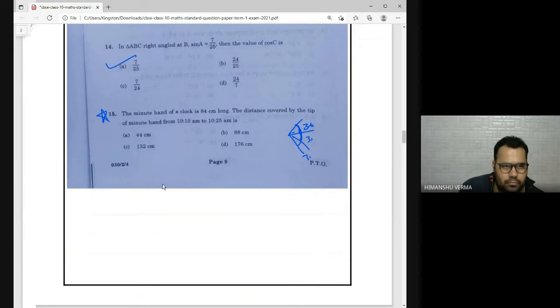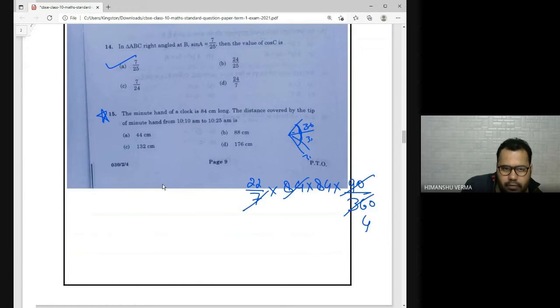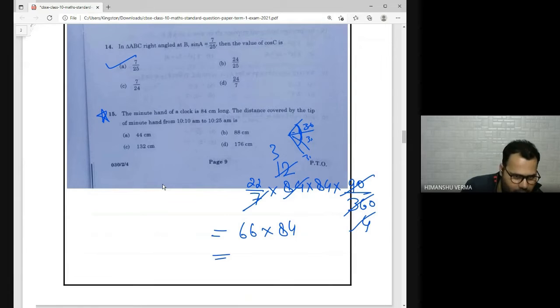It's 1 by 4. So the area is pi r square theta by 360. Pi is 22 by 7, r square is 84 square, and 90 by 360. So it is 1 by 4. Multiply it, 66 multiply 84.